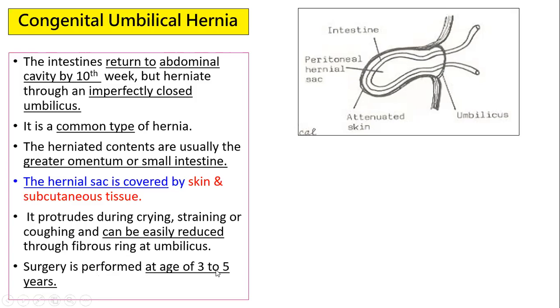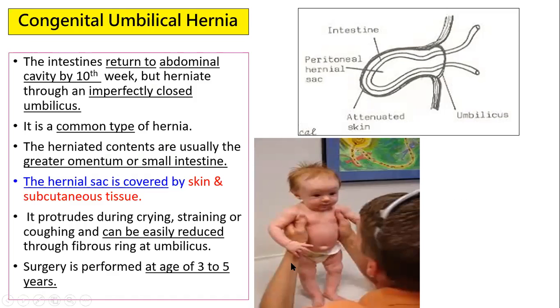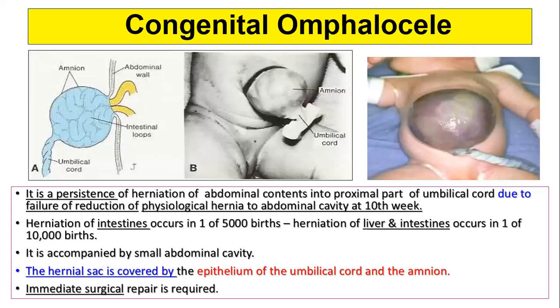Surgery is performed at the age of 3 to 5 years. In these kinds of cases, you can do the surgery 3 to 5 years after. But in conditions where there is congenital omphalocele, it should be done immediately after birth. Here you can see a baby with a small umbilical hernia. Here also you can see a baby with a small umbilical hernia. So these are the umbilical hernias, and this is a major type where there is congenital omphalocele.